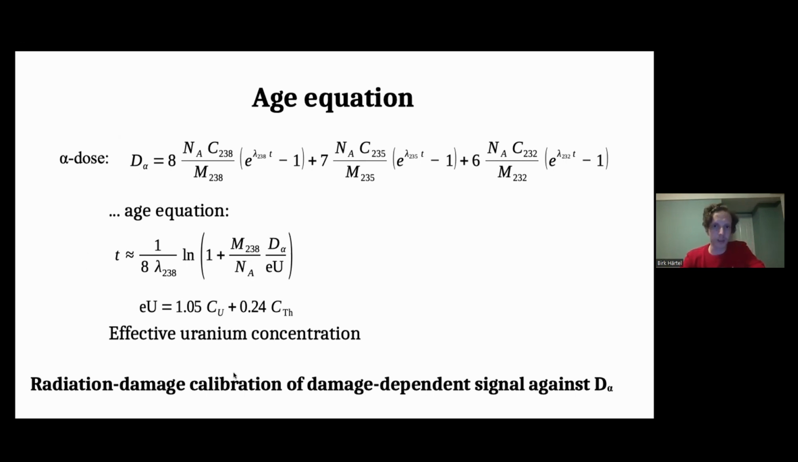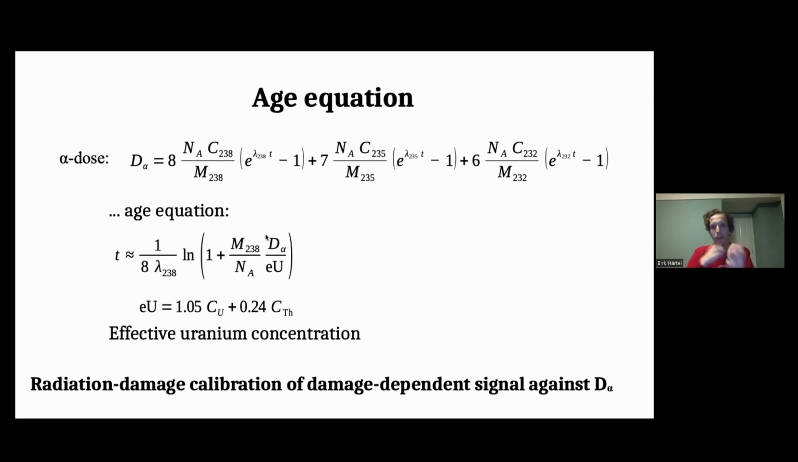So this formula basically means what I told you before. If we can measure in a zircon a measure of this alpha dose, a measure of the radiation damage, and the effective uranium, which is the concentration of uranium and thorium, we can calculate the Zircon Raman age from it. The first thing that we actually need, well, we already know how to measure uranium and thorium in a zircon grain. Many people do it routinely. What we need to know is actually how to measure this damage.